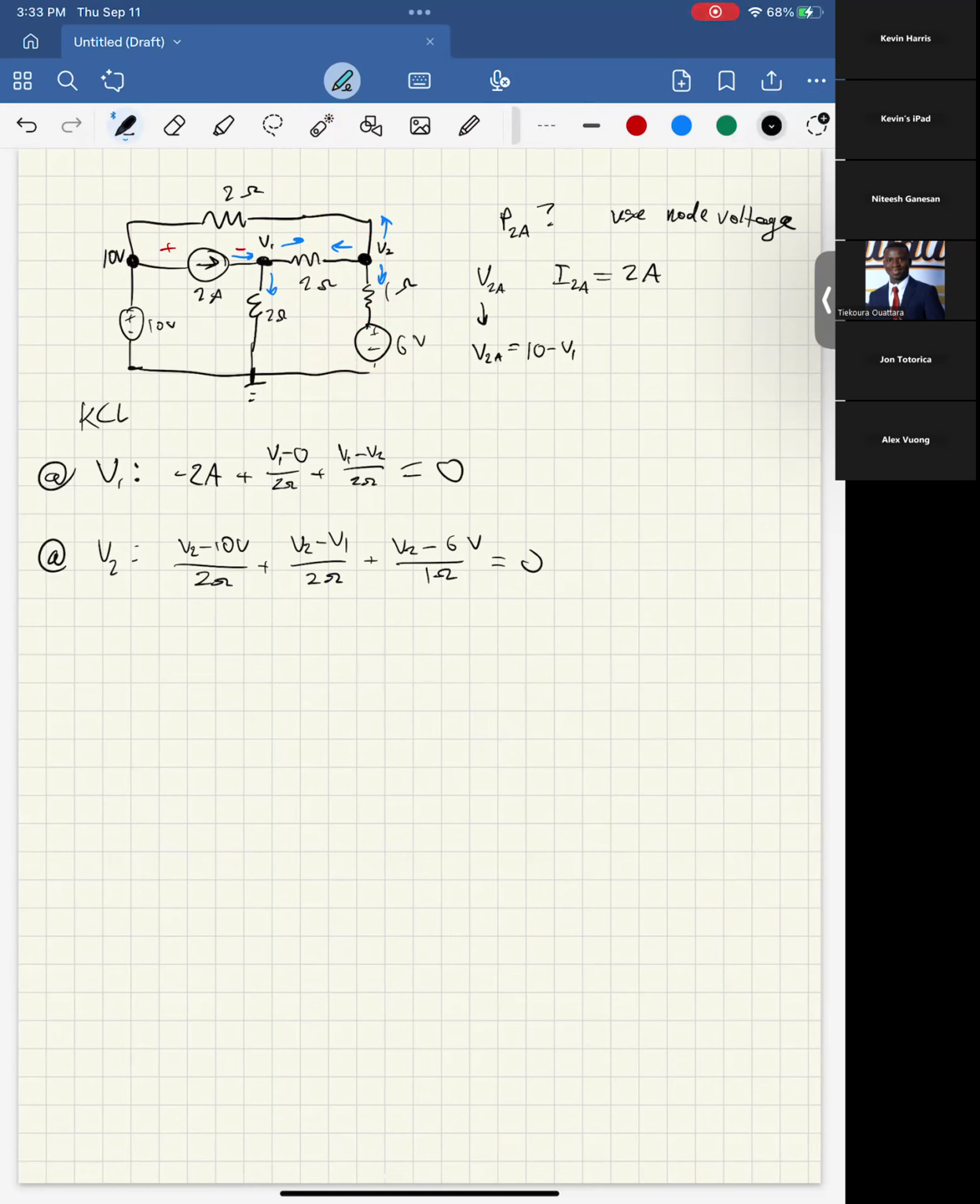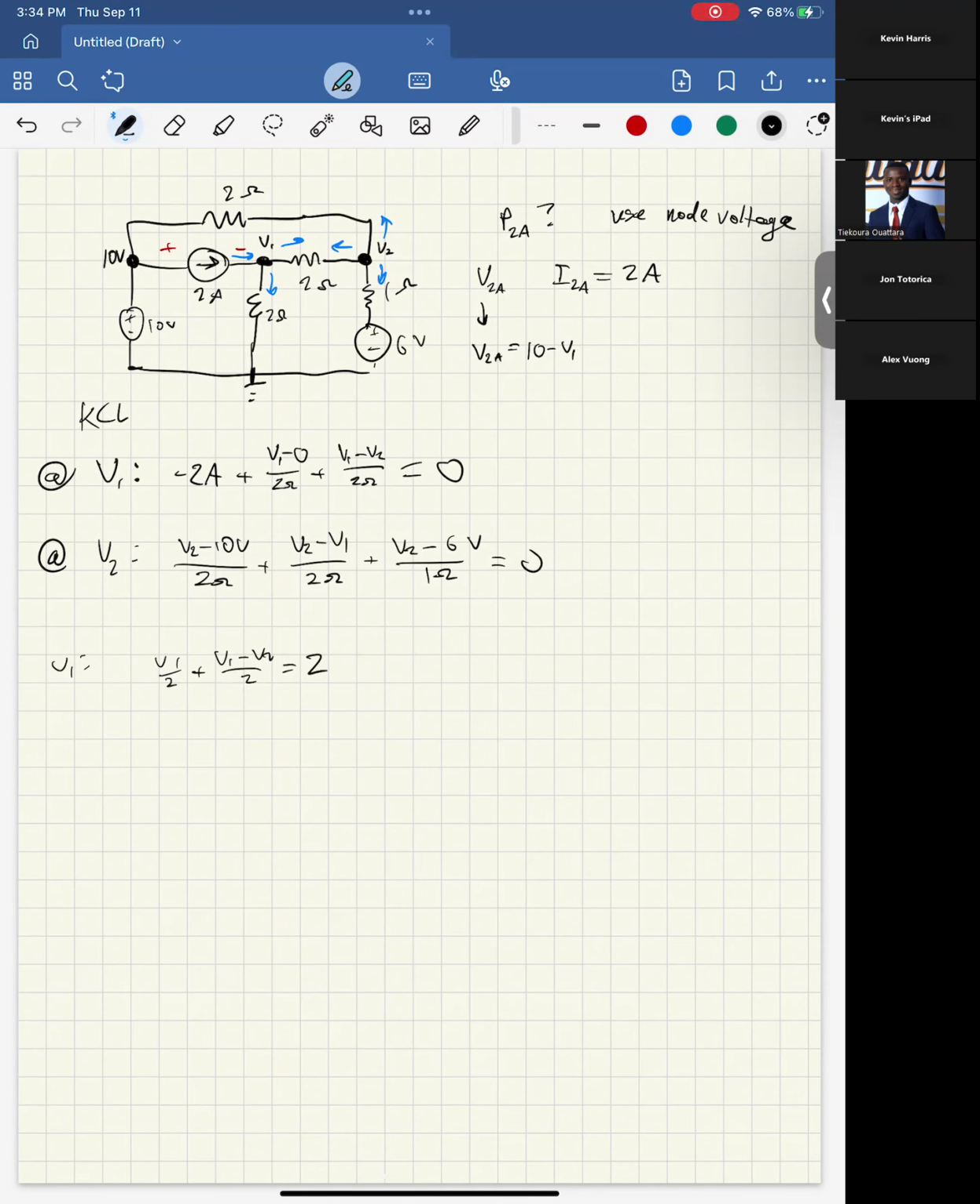So then we have two equations, and we need to solve them. I'll actually go through some of this math now. I'll start by simplifying the first equation. So we'd have V1 over 2 plus V1 minus V2 over 2 equals 2. If you want to make this look better, multiply everything by 2. V1 plus V1 minus V2 equals 4. 2V1 equals 4 minus V2. I'll leave it like that for now, and see if we get something that looks nicer for the other equation.